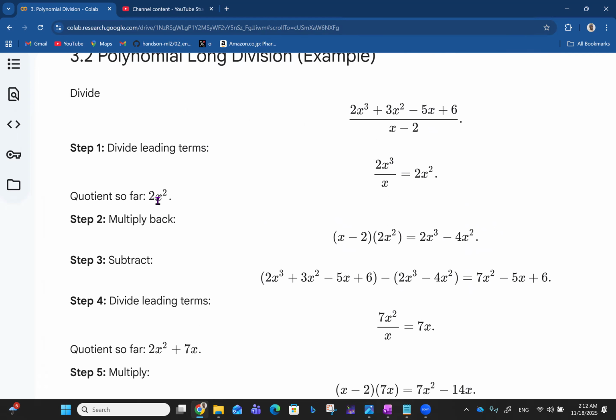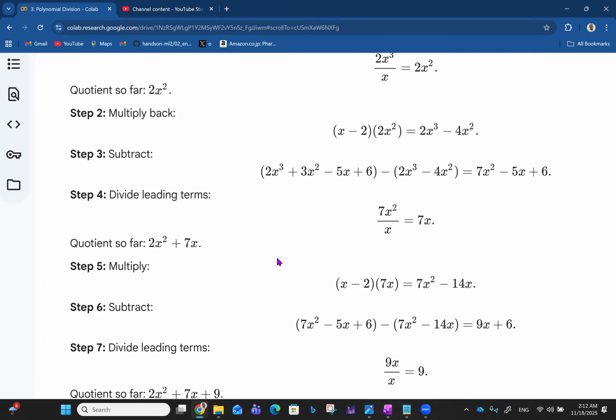So the quotient so far is 2x squared plus 7x. That means the 2x squared you had here plus the 7x you now have here, okay? So you now multiply that by x minus 2. I know, if you don't get it, don't worry. I'm going to do it in a more graphic way that you can actually follow. So you have 2x squared plus 7x multiplied by x minus 2. You multiply this now, you get 7x squared minus 14x.